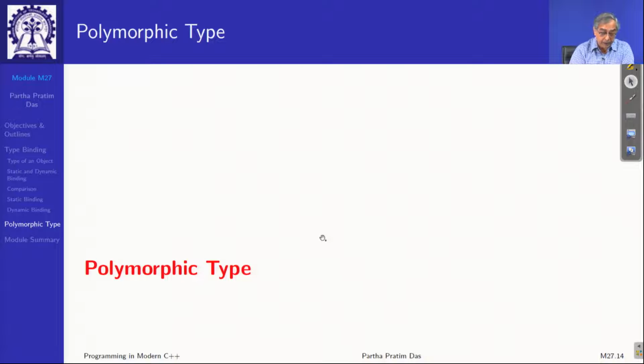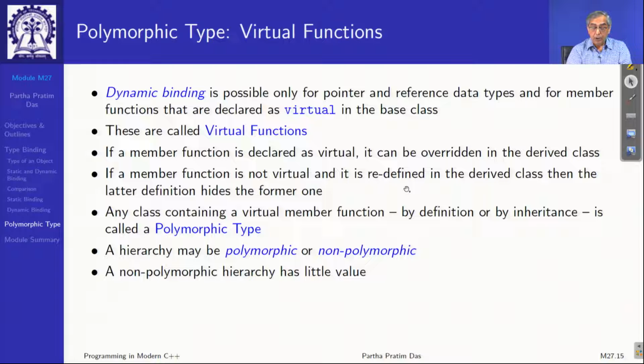Now, this dynamic binding leads to the notions of polymorphic and non-polymorphic type. Polymorphic, again I would reiterate, means something that can multiply morph or be multiply interpreted. Poly is many, morph is change. So, same thing, but can be seen in multiple ways. So, dynamic binding is basically giving us the polymorphism.